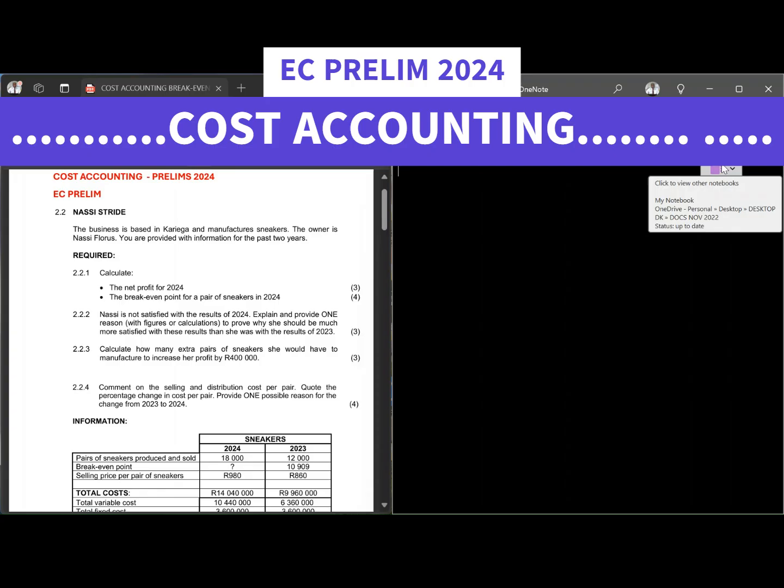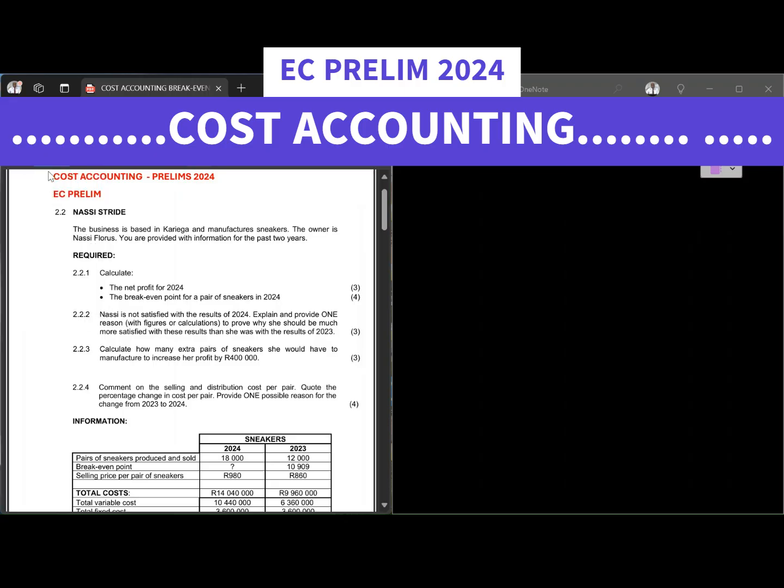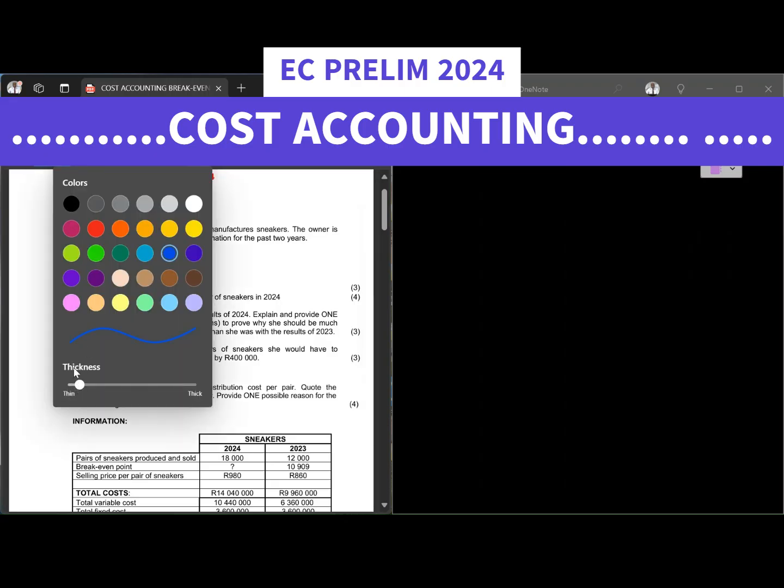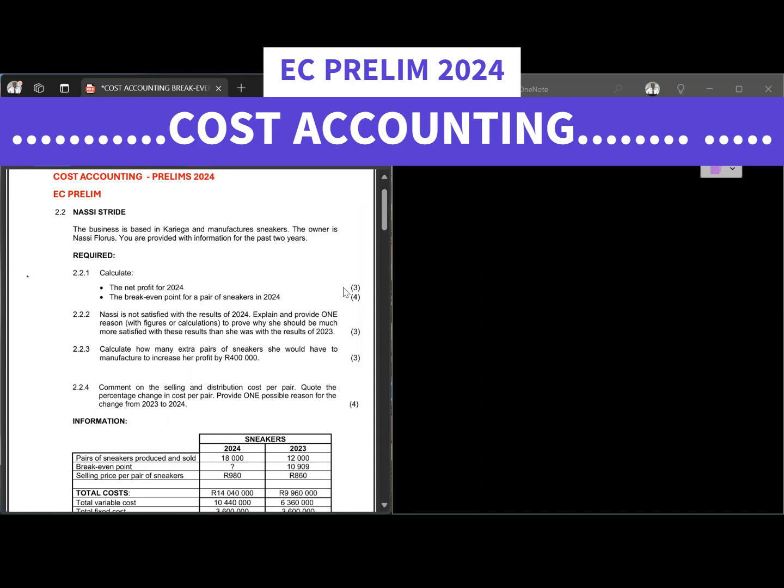And my focus is on 2.2. And on 2.2, I'm going to go to 2.2.1, where here we are going to calculate the net profit. You can see here it says calculate the net profit for the year 2024, and it also wants you to do the break-even calculation. So for this question, I'm going to do everything, but in the next questions, I'm going to be selecting only the challenging or the tricky parts.